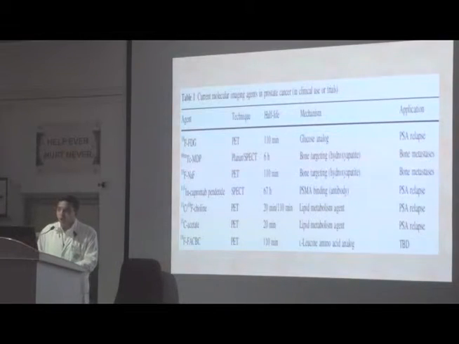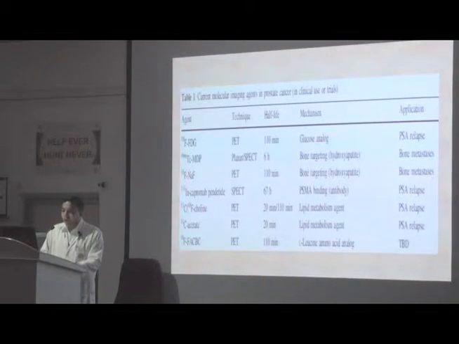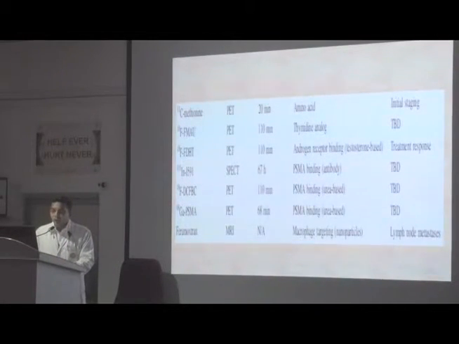These are the current molecular imaging agents in prostate cancer, like FDG, technetium MDP, 18F NaF, 11C choline, 18F choline, 11C acetate, etc. There are also some, like 11C-methionine, which are used as initial staging agents, and there are certain applications like TUD, that is used by using the agent indium-111 J591.